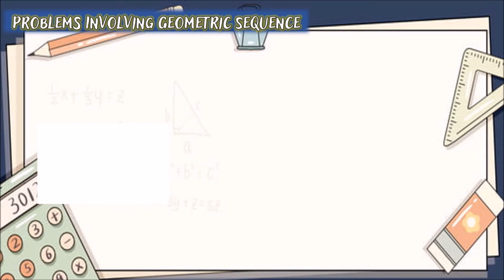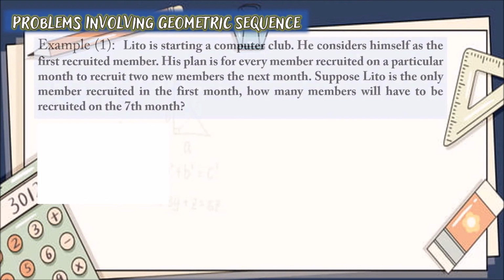Para mas maintindihan natin kung paano mag-solve ng problems involving geometric sequence, let's have example number 1. Lito is starting a computer club. He considers himself as the first recruited member. His plan is for every member recruited on a particular month to recruit 2 new members the next month. Suppose Lito is the only member recruited in the first month, how many members will have to be recruited on the 7th month?